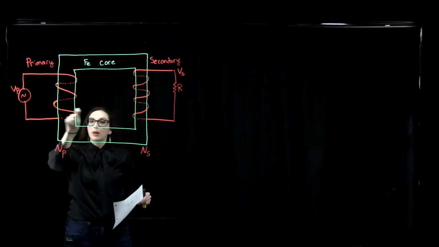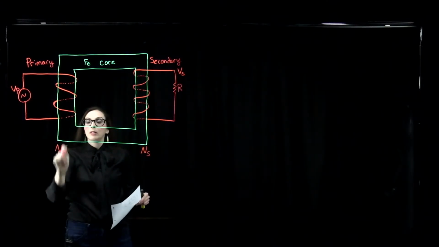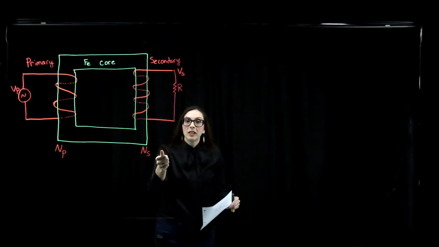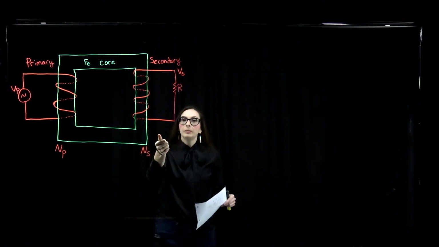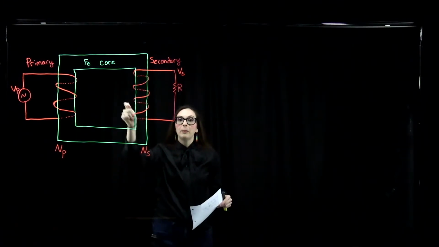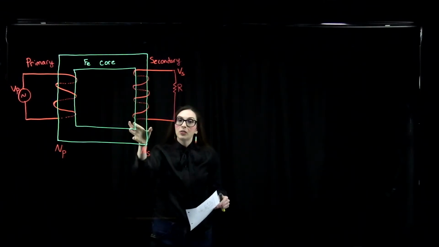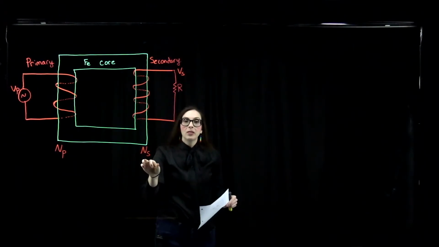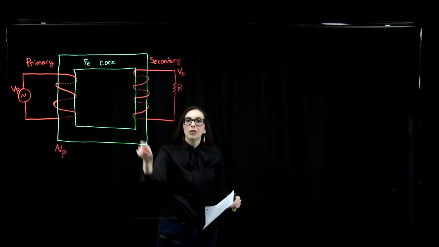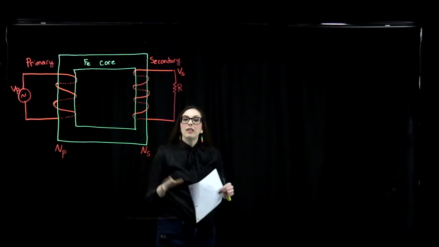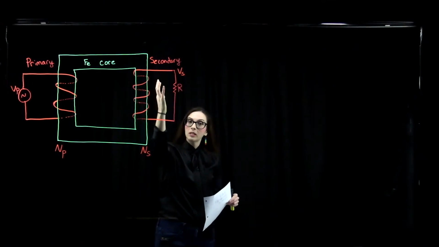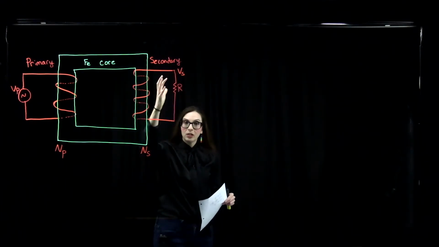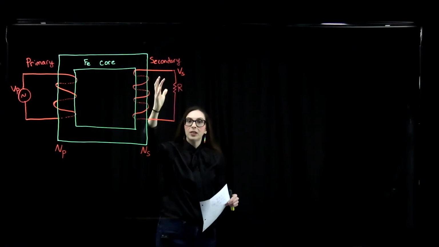NP is the number of loops or coils wrapped around for my primary. And then we have the secondary coil on the other side here. We see that the number of times we've wrapped the loop around the other side of this core is different. So we're going to call N sub S the number of coils here for my secondary coil. And then the voltage on this side is going to be V sub S, my secondary voltage, or the voltage of our secondary coil.